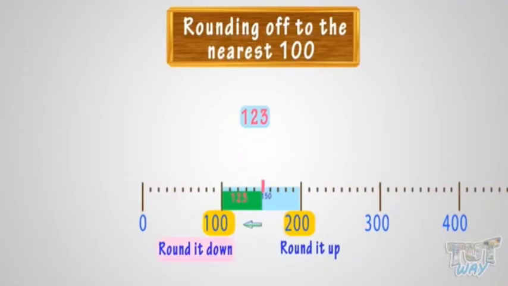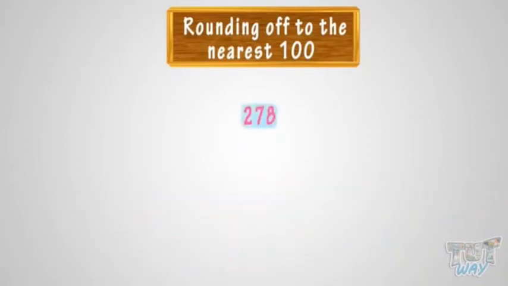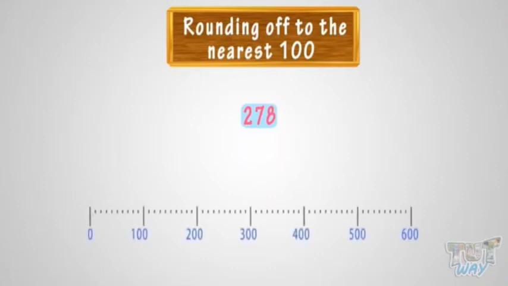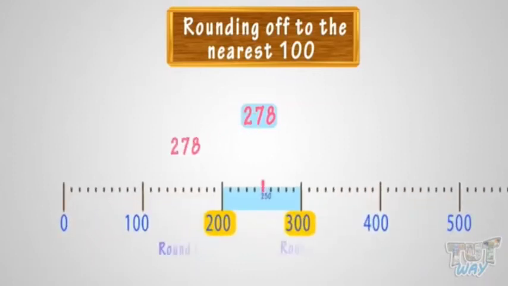Now let's take another example. 278. We have to round 278 to the nearest 100. Let's see where we can fit 278 on this number line. It is somewhere between 200 and 300. 278 is after the 50 mark, so we will round it up to 300.